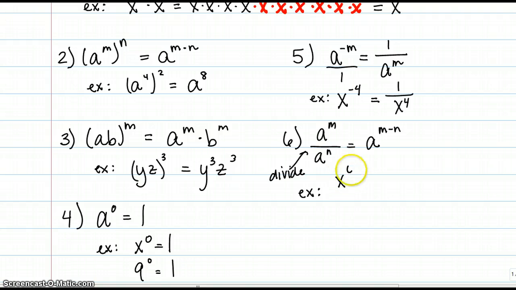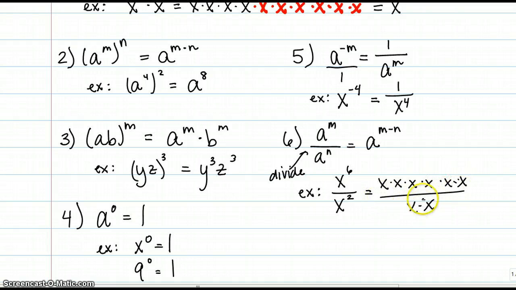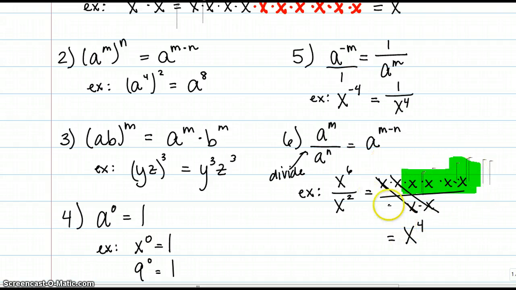So if I had x to the 6th over x squared, I really have x times x times x times x times x times x over x times x. Well, look what happens. x divided by x cancels, and x divided by x cancels. And how many do we have left? Well, the answer is x to the 4th. So all you really need to do, you don't have to rewrite all of these x's, but you can notice that when you divide both of these two values, since they have the same base, I can subtract their exponents. So 6 minus 2 is 4.